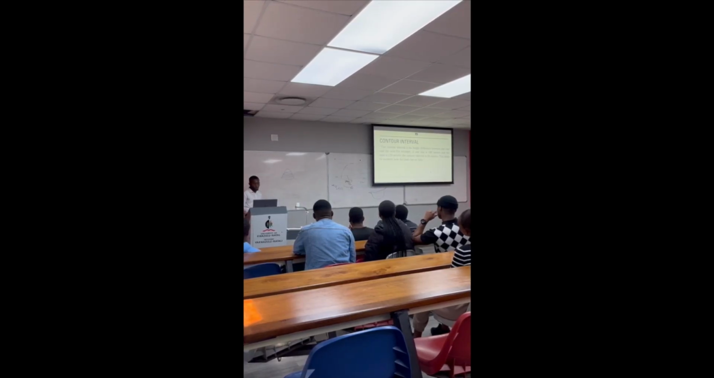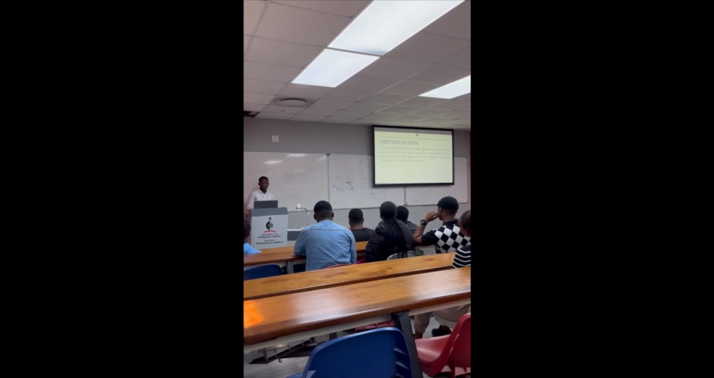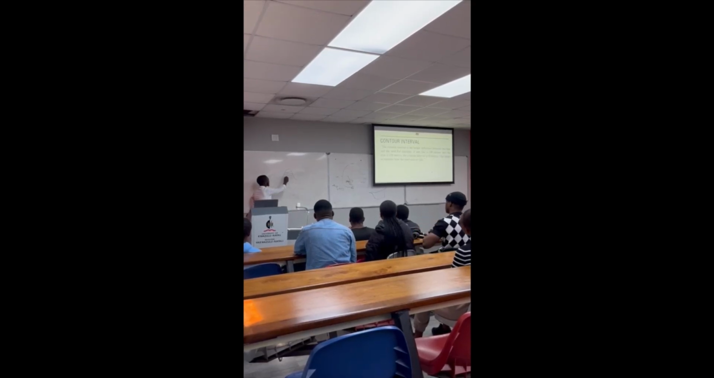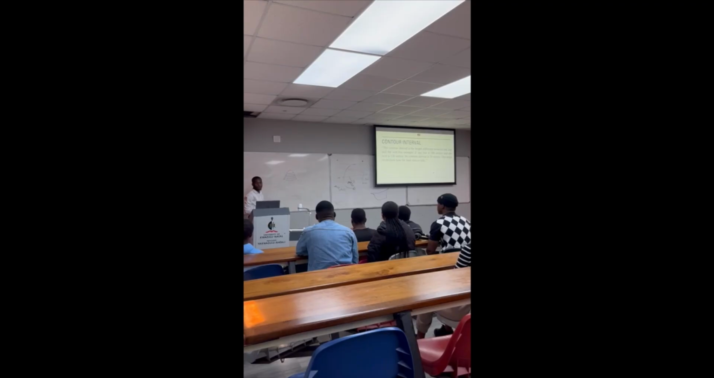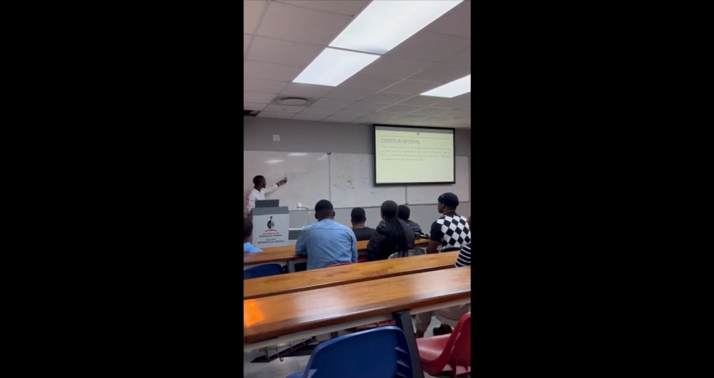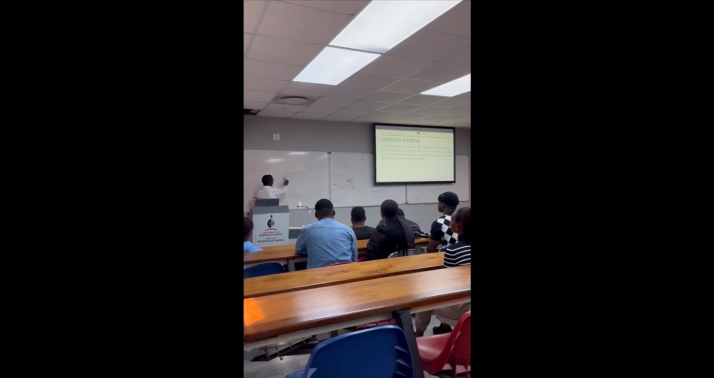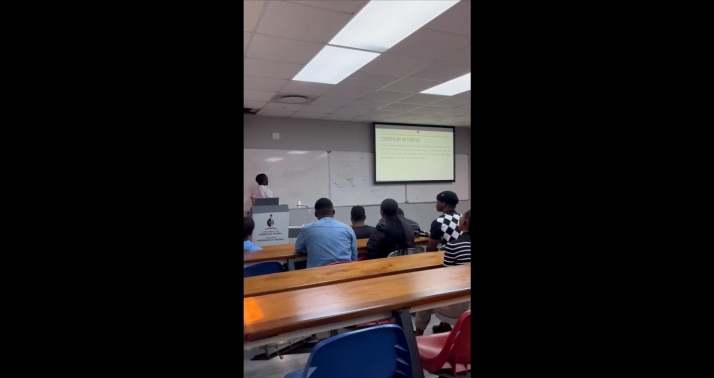I said the contour interval is the height difference between one line and the next. So for example, if this line is 100 meters and the next is 120 meters, the contour interval is 20 meters.